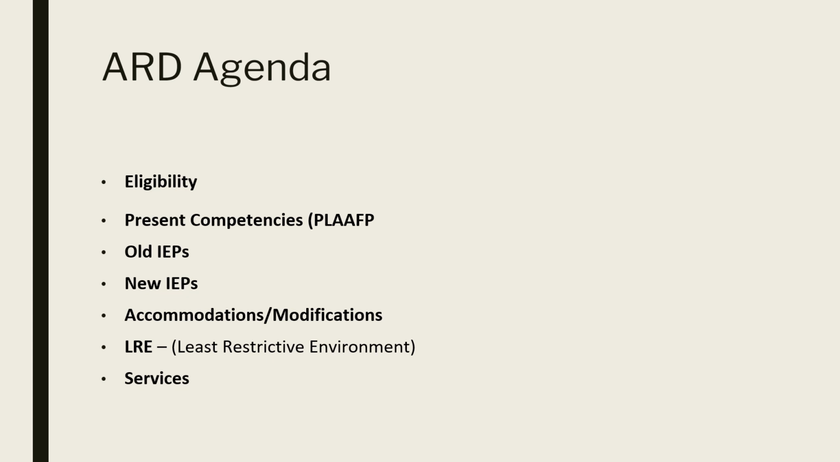Finally, you can discuss services. It's time to discuss what services the child needs and where they can be implemented most effectively. This will include the amount of time and place. This is also where related services are discussed if appropriate. By law, related services are those services necessary for a student to benefit from the education services.